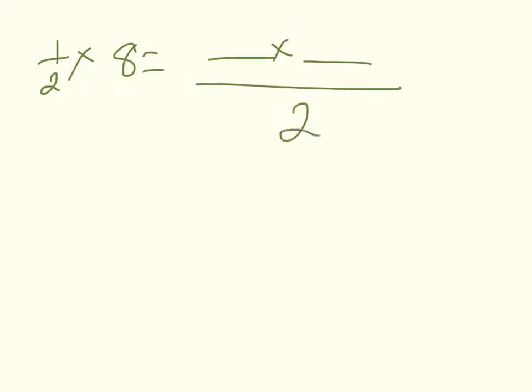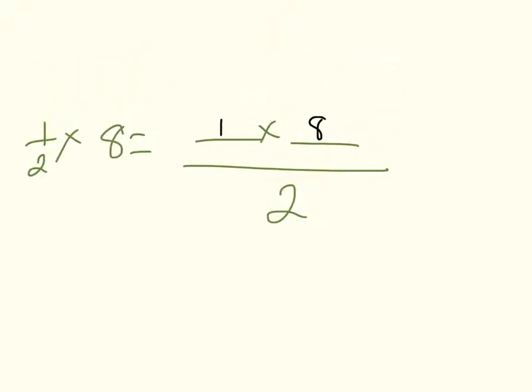One half times 8 is equal to times all over 2. Well, it should have been 1 times 8. Now, can we simplify this right now? Can you find common factors? Good. 8's factors are 2 and 4, so a common factor we can find is 2. So our answer is going to be equal to 4.